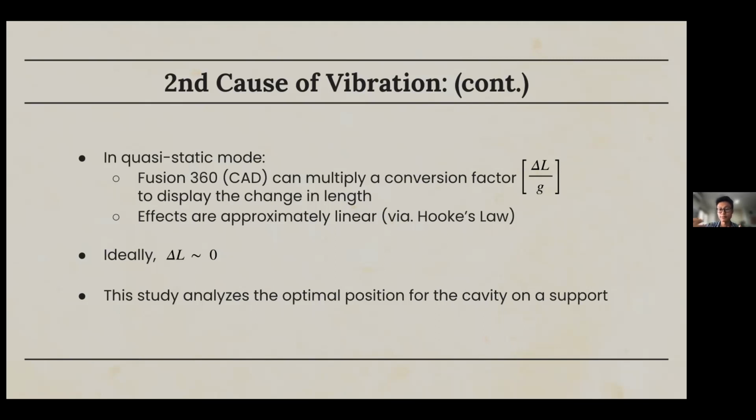Therefore, we have a conversion factor that can be used to convert an amplitude Fourier plot to a length plot or change in length plot. And the change in length effect will be approximated to be roughly linear via Hooke's law. For instance, if the change in length is with respect to a load G, and we applied a 10G load, it would apply a multiple of 10 to the change in length. Now, ideally, we want the change in length to be 0. And the study attempts to minimize this by determining an optimal position for the cavity on a support.